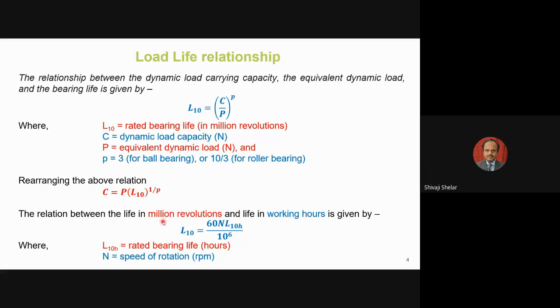Okay, so this is a very important concept, writing this L10 in terms of C by P, and this equation is very important. From this equation you can calculate the dynamic load capacity required in that application when you use a particular bearing. If you change the bearing, then this value of C will change. There are table values available for dynamic capacity, and this is your calculated value. The calculated value has to be lesser than the table value, then only can we use that bearing in the application.